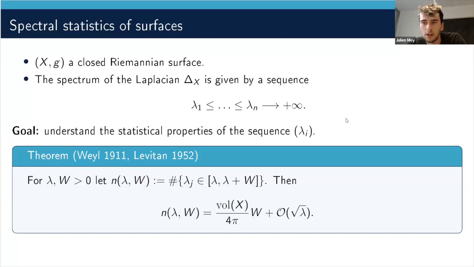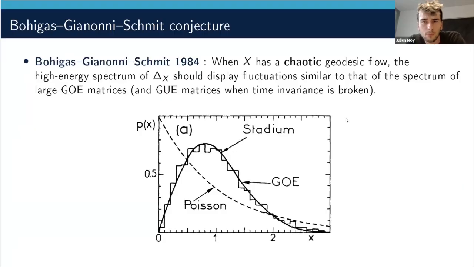Okay, but then a natural question is, what about finer statistics? And can we tell more about the spectrum? There is a conjecture that actually comes from the physics literature, which is called the Bohigas-Giannoni-Schmit conjecture.